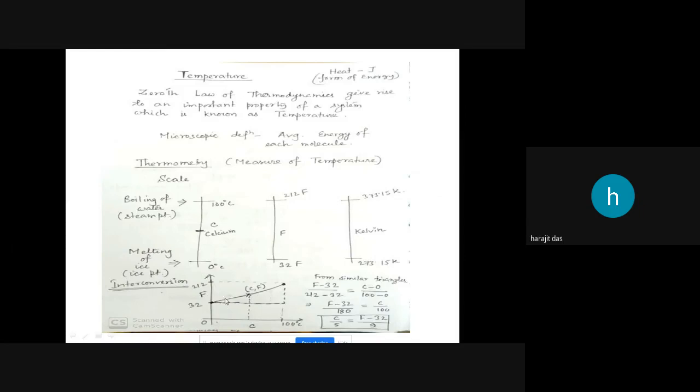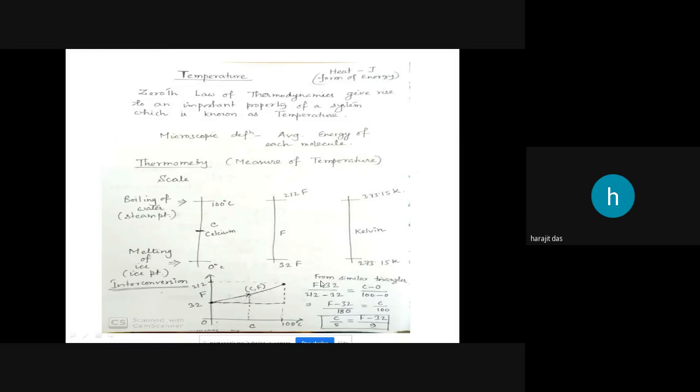Because the small triangle and the bigger triangle are similar, from the small triangle and this bigger triangle, this side divided by this side, this ratio will be equal to this side divided by the bigger side. From this vertex this side, and from this vertex this bigger side, that ratio will be equal. So what will be the value of this side? Up to this much, from here it is F, and up to this much it is 32. So F minus 32 divided by 212 minus 32 equals C minus 0, this small side, divided by the bigger side, 100 minus 0. Because these two triangles are similar, we can write it this way.